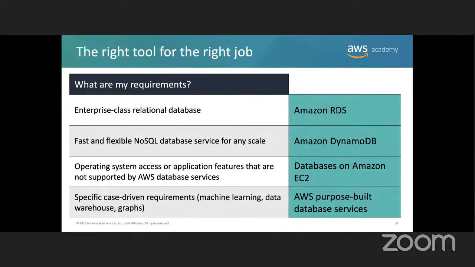The right tool for the right job. What are my requirements? If it is an enterprise class relational database, then you can use Amazon RDS. If you need something fast and flexible, a NoSQL database for any scale, Amazon DynamoDB. If it has to do with operating system access or application features that are not supported by AWS database services, then you can use databases on Amazon EC2. That's what we did two Saturdays ago. And for specific case-driven requirements, machine learning, data warehouse, graphs, AWS purpose-built database services.